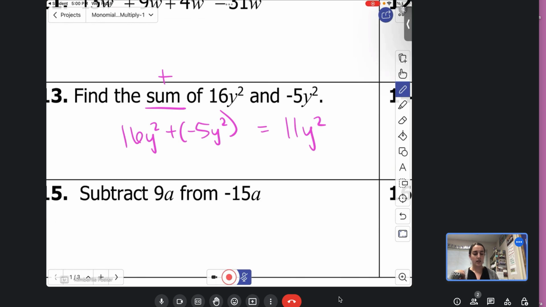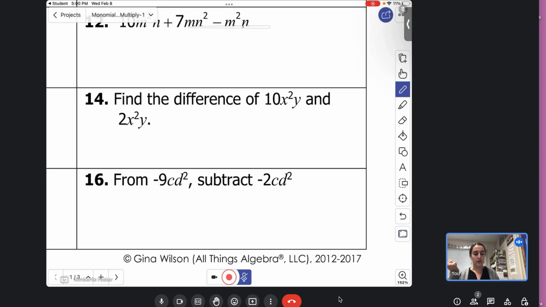Okay? This next one says find the difference. Well, I know difference means subtract. So I'm subtracting 10x squared y minus 2x squared y. They are like terms because they have the same variables and the same exponents. So you can take it from there. We're subtracting 10 and 2.